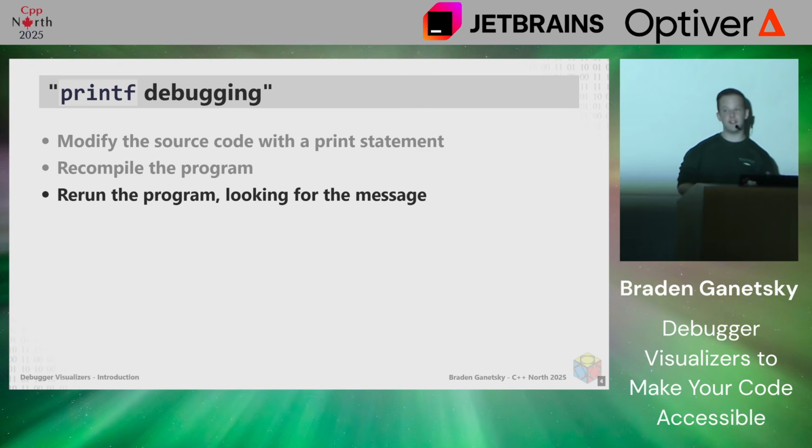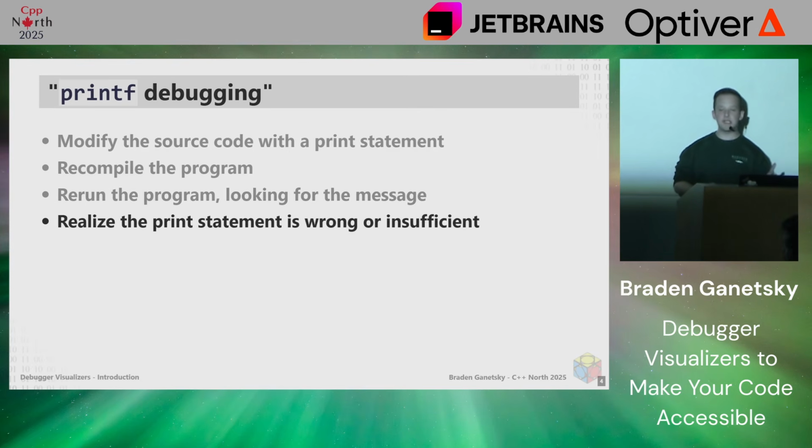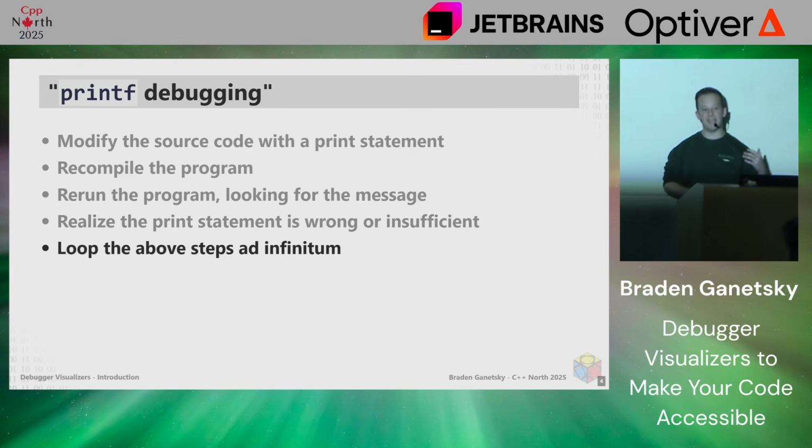Or you do find it, and you find it 10,000 times. Or some other thing is wrong with the message. There's some piece of information that you're going to need from this message that wasn't there. And so, because the print statement is wrong or insufficient, you have to loop the above steps ad infinitum. So again, you go modify the source code with your newfound information, and then you recompile the program and get cup of coffee number 2, and then you rerun the program looking for the message, and then again, there's something wrong with it, so you have to keep going.